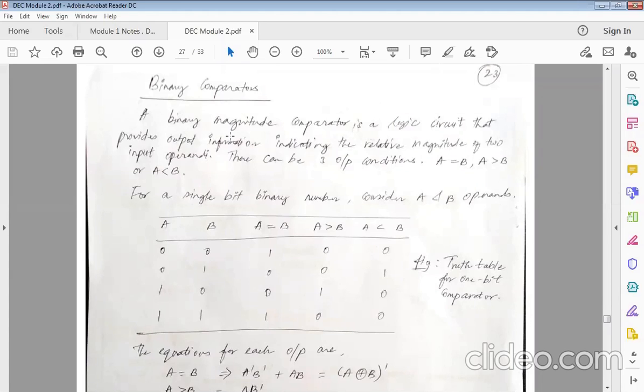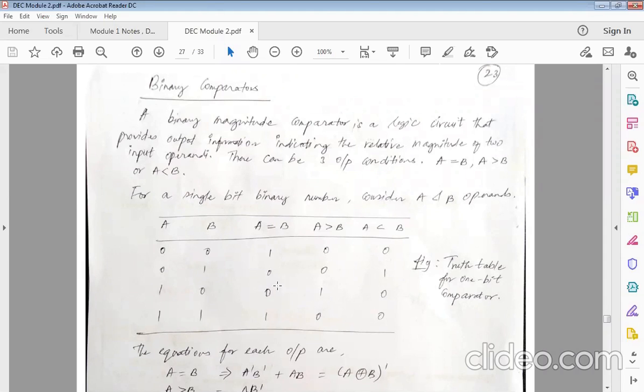A binary magnitude comparator is a circuit that provides output information indicating the magnitude of two input operands. There can be three output conditions: equal, less, and greater. That is what I have depicted here in my truth table. For the 2-bit combinations 00, 01, 10, 11: how am I getting A equal to B? Because both A and B are 0, A equal to B is 1. It's not greater than B and not less than B.